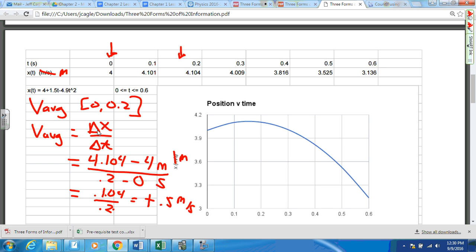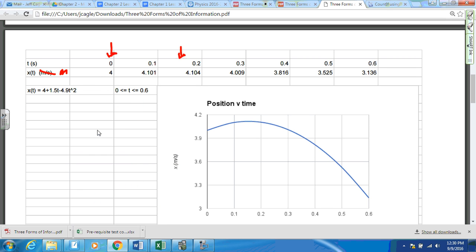Okay. Good. Now, what about the v average on the time interval 0 to 0.15? At this point, one of the three forms of information is not going to be useful to me. Which one? The table, because I don't have a position for 0.15. So I'm going to have to use either the equation or the graph.